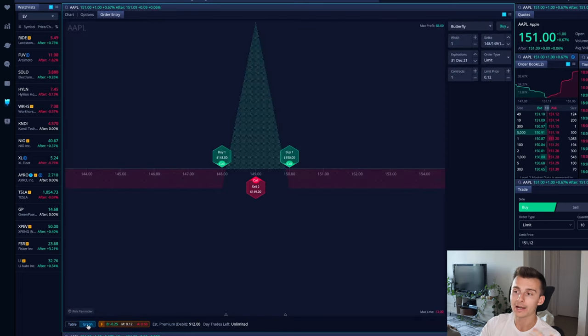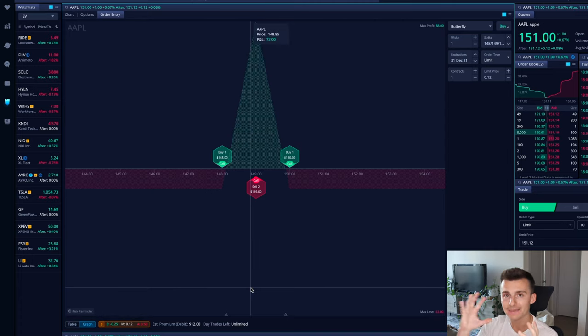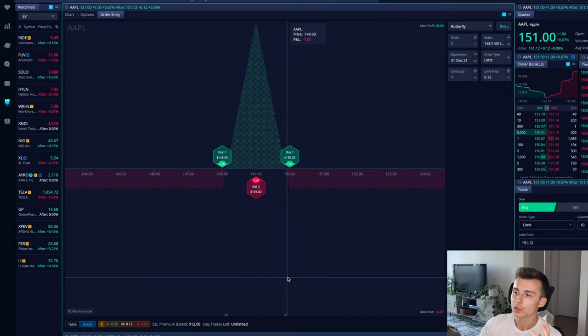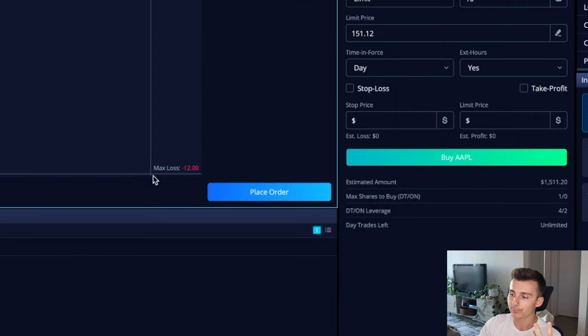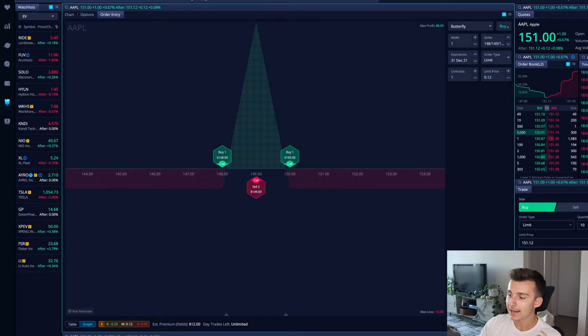Now I'm going to go to the graph so I can plan this out in my head and say, okay, does this make sense? Do I actually want to do this? Is it a good idea? Okay. So what we're seeing by this, right? It's costing us $12. In the bottom right, we see a max loss. That max loss is 12.